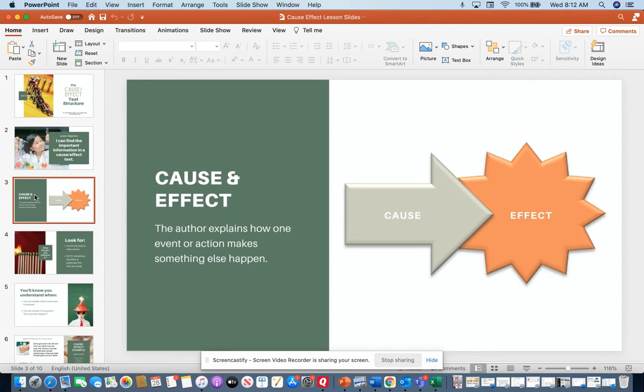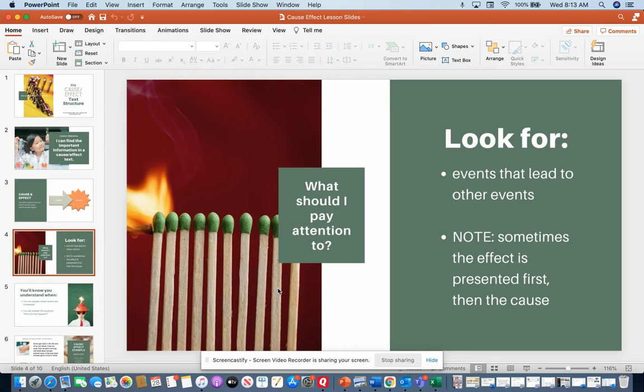So, in cause and effect, the author explains how one event or action makes something else happen. So, when one thing happens, it makes something else happen. These are the things that you look for: events that lead to other events. Sometimes the effect is presented first and then the cause. So sometimes you'll see something that was caused by something. So like damage that was caused by the storm. The storm was the cause, the damage was the effect.